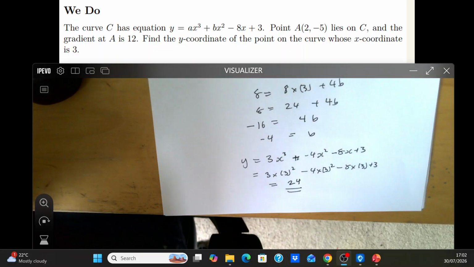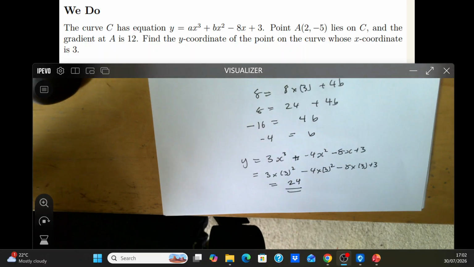Right, please remember to use your calculator more than I do when you're doing this, rather than working in your head.